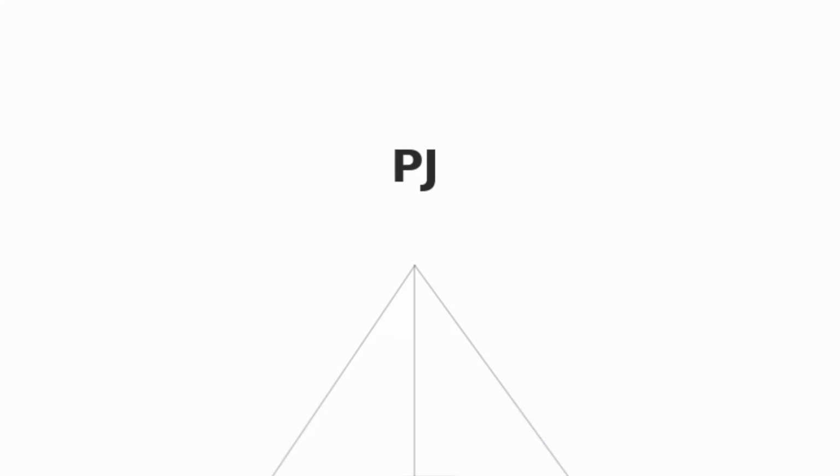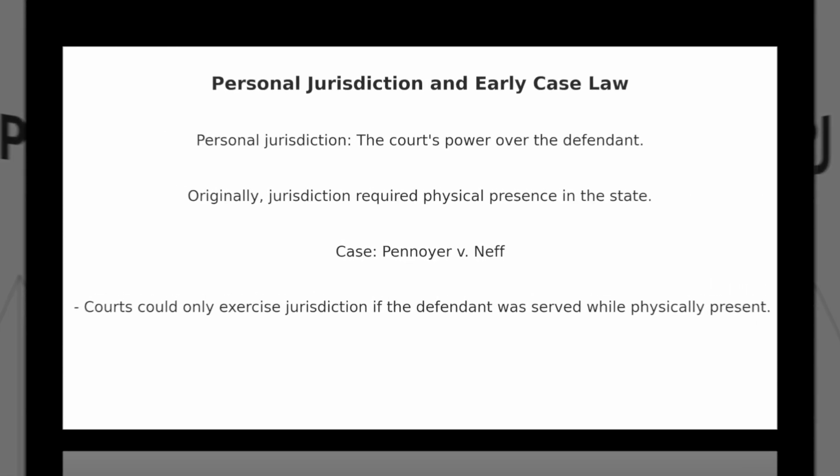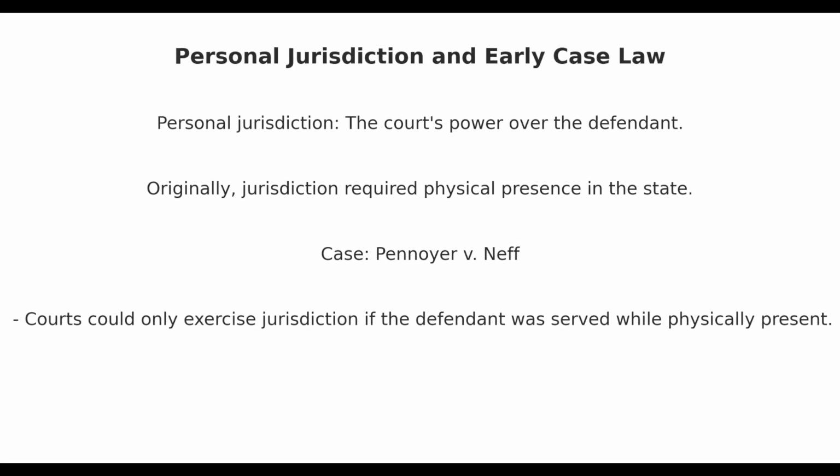How does a court establish this? This is a journey through legal history. In the early days, it was all about physical presence. If you were served with a lawsuit while you were physically in a state, that state's courts had jurisdiction over you. A classic case from this era is Pennoyer v. Neff. The court in that case couldn't exercise jurisdiction over someone who wasn't physically present in the state. That seems pretty straightforward.